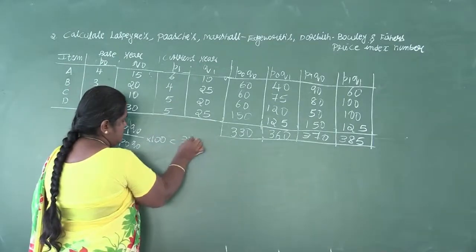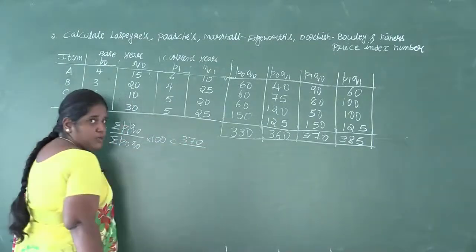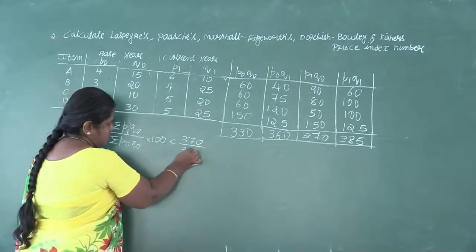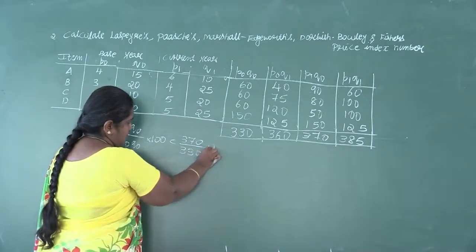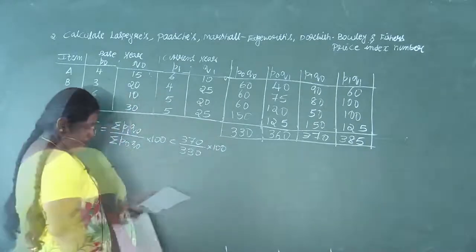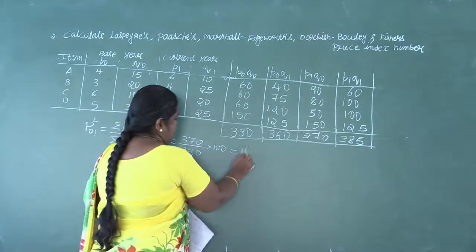So now substitute the values. P1 Q0 is 370 divided by P0 Q0 is 330. So 370 divided by 330 into 100. We'll get 112.12.